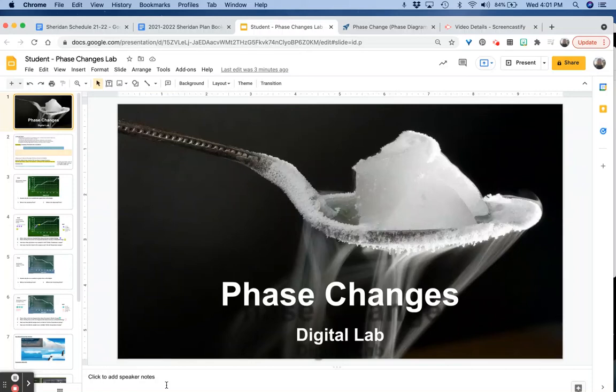Hi, everyone. Now that you all have a good understanding of the three states of matter, we are going to move on and investigate what exactly happens during phase changes. This image is showing us some dry ice. We are going to be working with H2O in our lab that's coming up. And in the simulation lab we're going to look at today, they also use H2O.